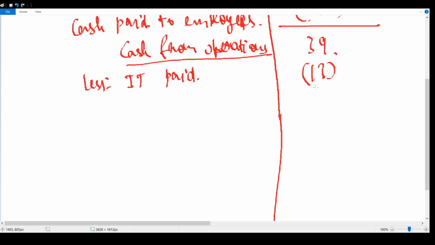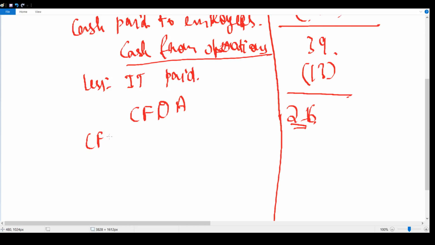Machine of book value of rupees 21 crore was sold at a loss of 30 lakhs and a new machine was installed at a total cost of rupees 40 crore. Okay. This will go in investing activity. So here the question finishes. Cash from operating activities, that is 26 crores.